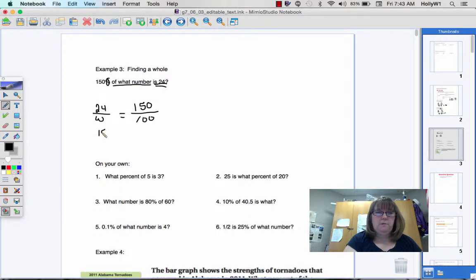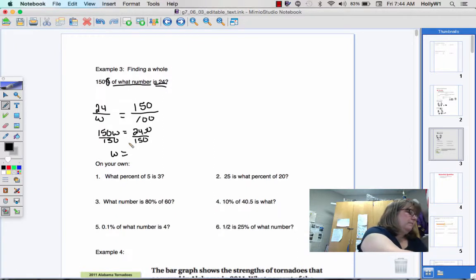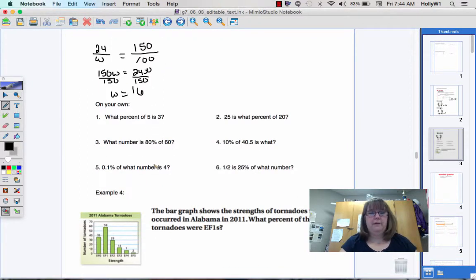Again, we cross multiply. We get 150w is equal to 2400. We divide both sides by 150. We end up with the whole is equal to 16. And this makes sense that the whole is actually smaller than the part because the original question was 150%. Okay, so on your own, pause me and come back and I'll show you what the answers are to these.